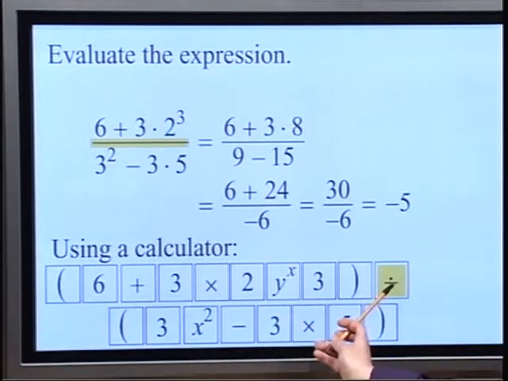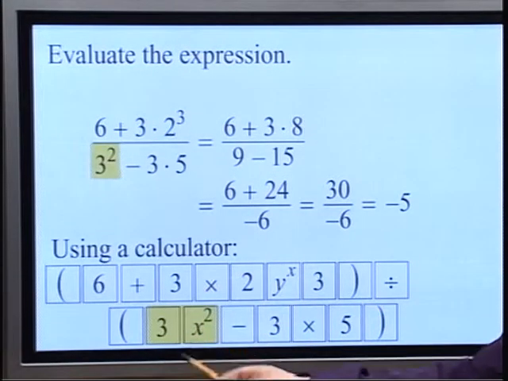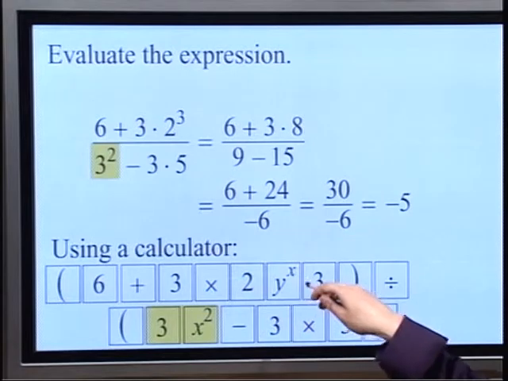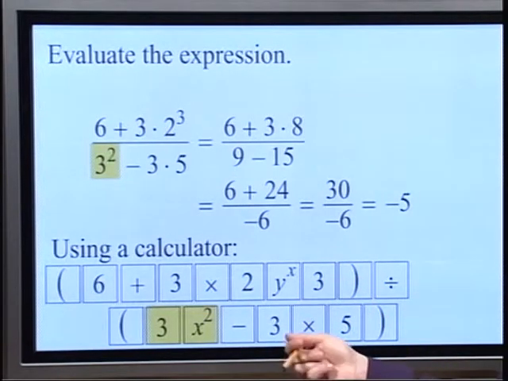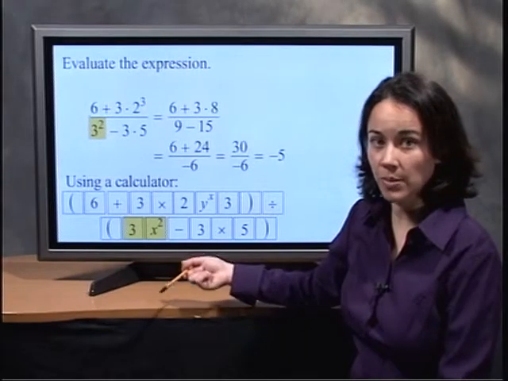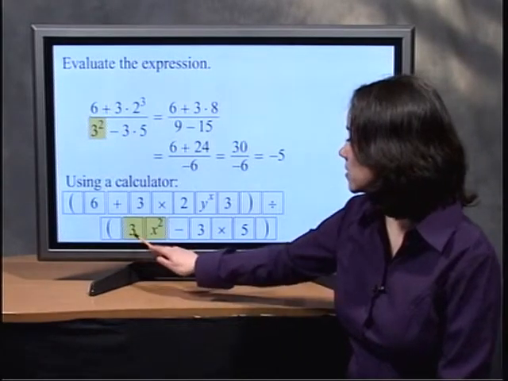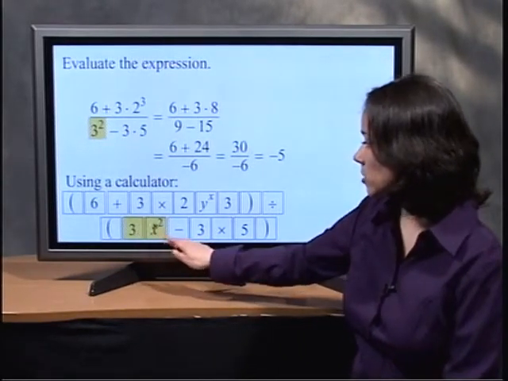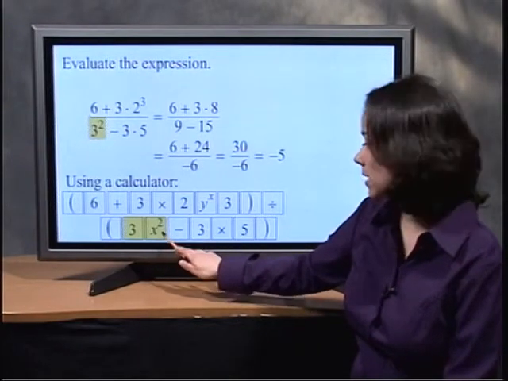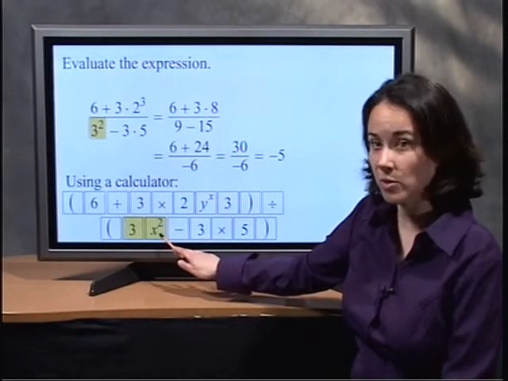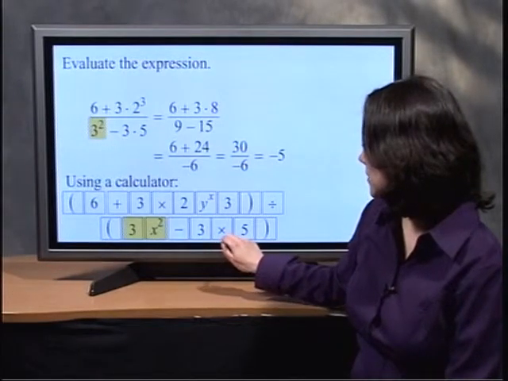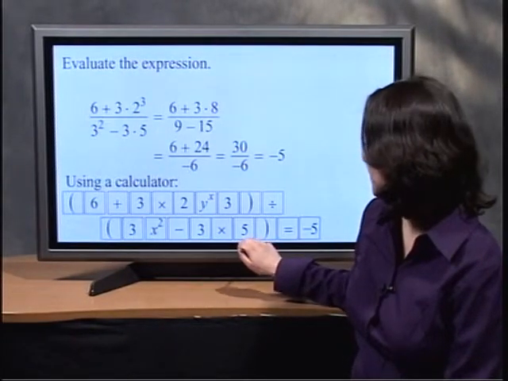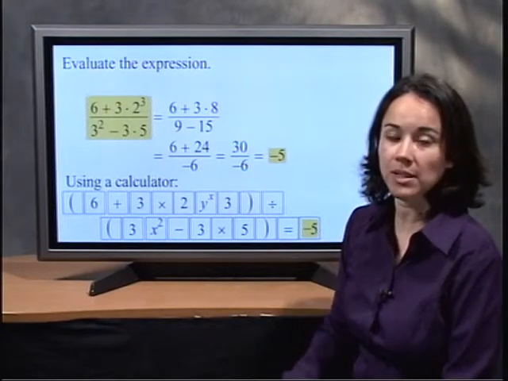As we look at the denominator, we again have a power, we have 3 squared. Now you could use the y to the x key like we did last time, or most calculators will also have an x squared key because squaring is the most common power that we'll use. So you can press 3, and then there should be an x squared key or some other type of key representing the function of squaring. So press that, and then you subtract, and then 3 times 5, and close parentheses. And the result your calculator will give you is -5.